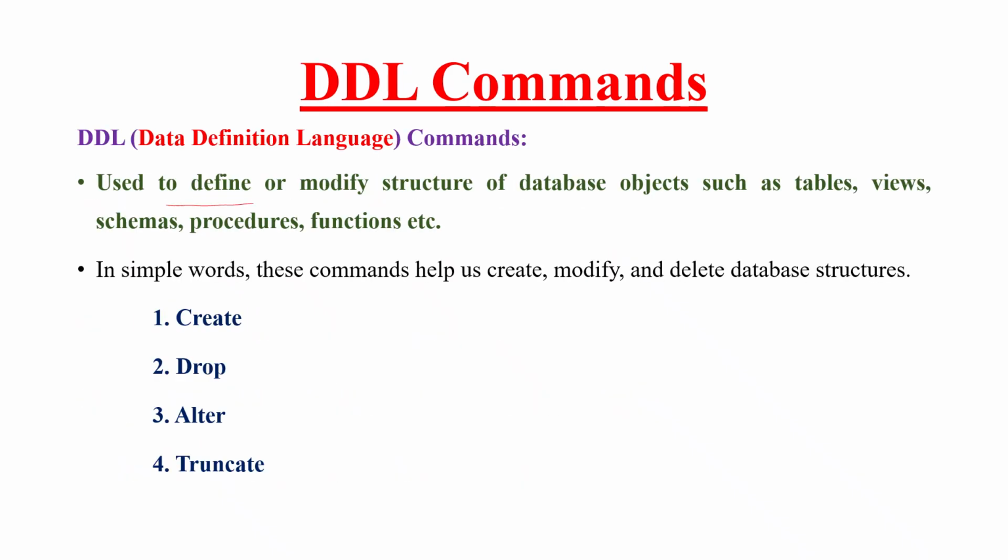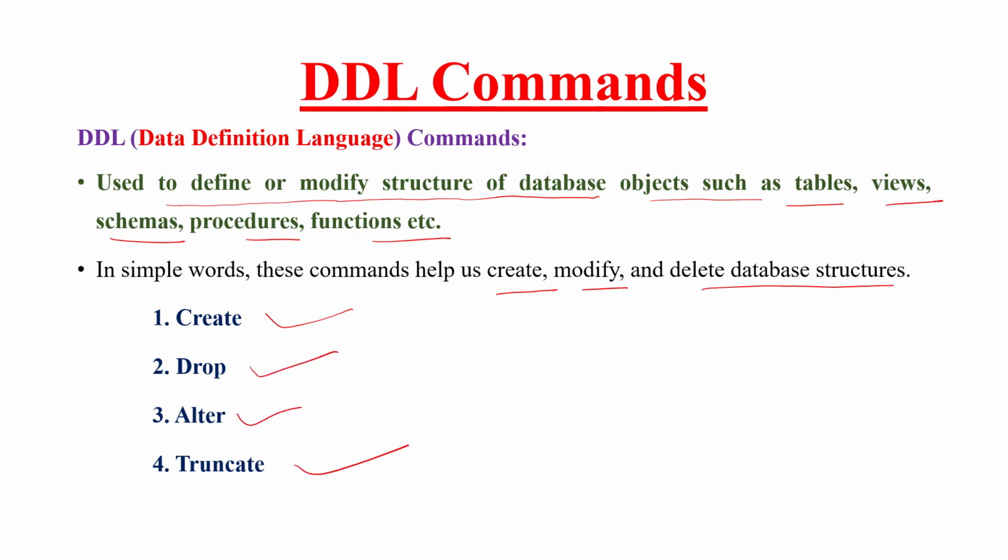DDL commands are used to define or modify the structure of database objects such as tables, views, schemas, procedures, functions. In simple words, these commands help us to create, modify and delete database structures. The most commonly used DDL commands are create, drop, alter, truncate. Let's understand each of these commands with examples. First, let us start with the create command.